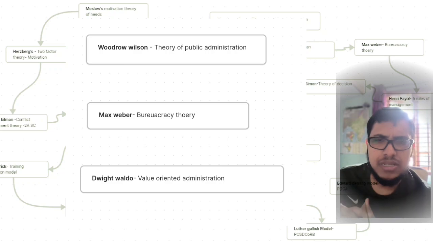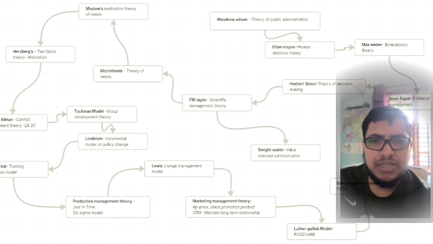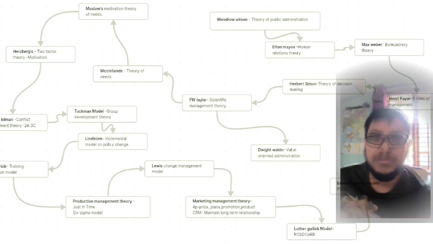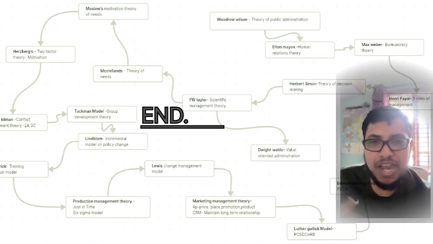And the second one is Max Weber's bureaucracy theory. He considered bureaucracy is very important for bringing rationality and efficiency into the system. Dwight Waldo's value administration theory. He considered human values and public needs are responsible for value administration.